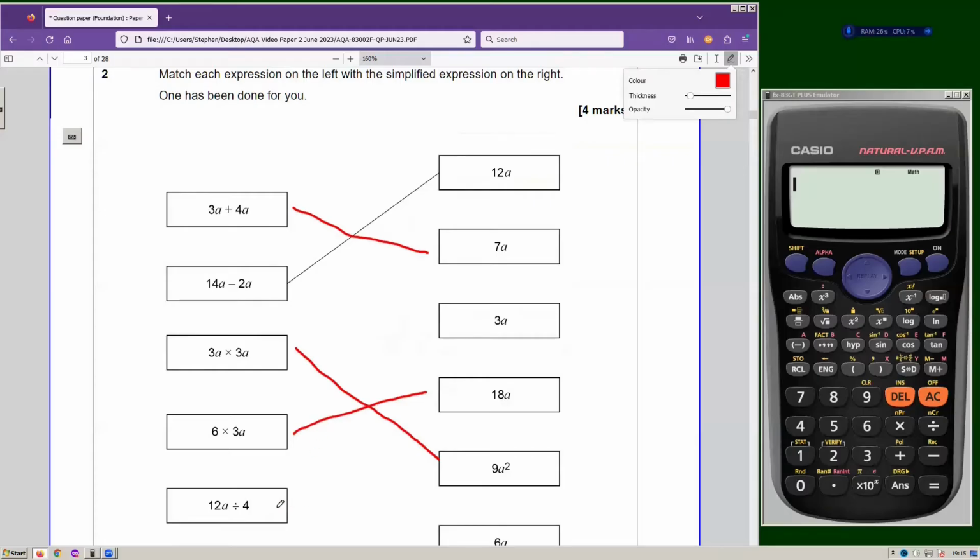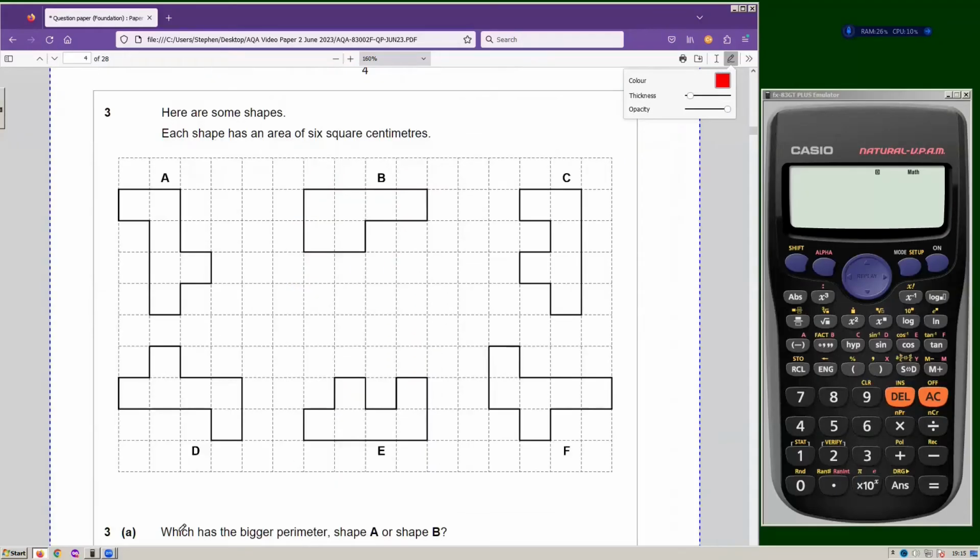And then we've got 12a divided by 4. We can do this as 12a over 4 like this. 4 goes into 12 3 times. So we're looking for 3a somewhere. That's up there. Is that all of them? Yes. Okay. Question 3a. Which has the bigger perimeter, shape A or shape B?